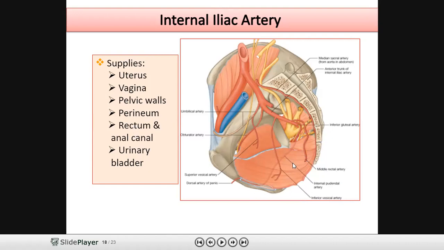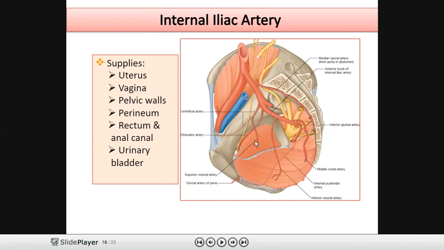And then you have the internal pudendal artery, also going to supply some of the genital organs. And then you have this branch here coming down, which is called the inferior vesical artery, which is going to supply the urinary bladder. And then here you find that this internal pudendal artery continues and comes out to give rise to the dorsal artery of the penis, because I told you that the internal pudendal artery will supply the genital organs. So it continues down here to supply the penis.